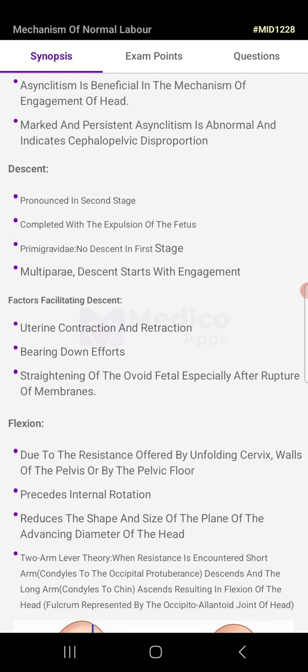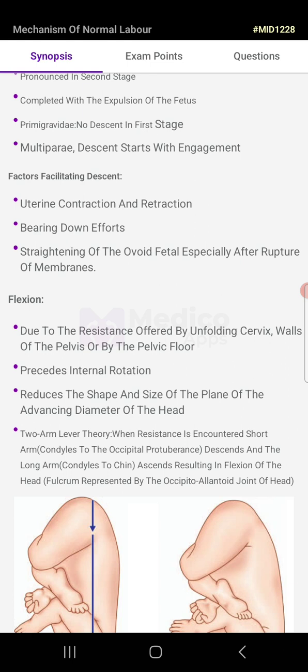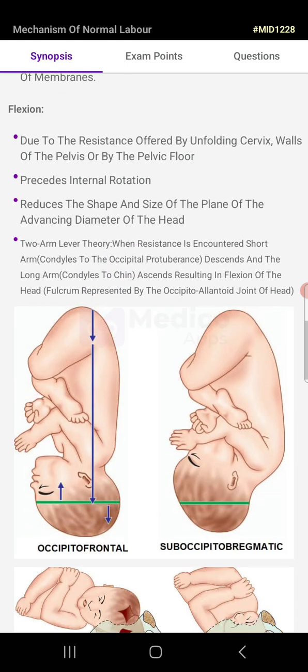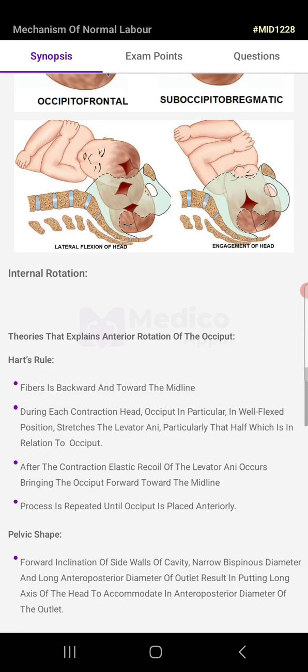Factors facilitating descent: uterine contraction and retraction, bearing down efforts, straightening of the fetal ovoid, especially after the rupture of the membrane. Flexion is due to the resistance offered by the unfolding cervix, walls of the pelvis, or the pelvic floor. It reduces the shape and size of the advancing diameter of the head. Two-arm lever theory: when resistance is encountered, the short arm, from the condyles to the occipital protuberance, descends, and the long arm, from the condyles to the chin, ascends, resulting in flexion of the head, with the fulcrum represented by the occipito-atlantoid joint.